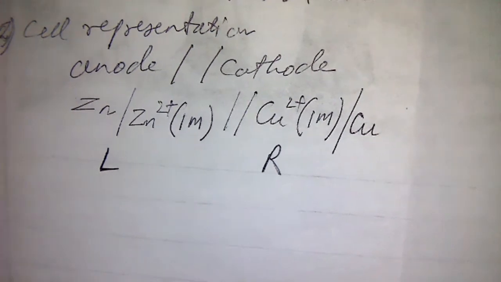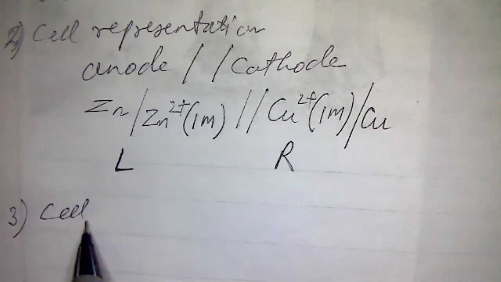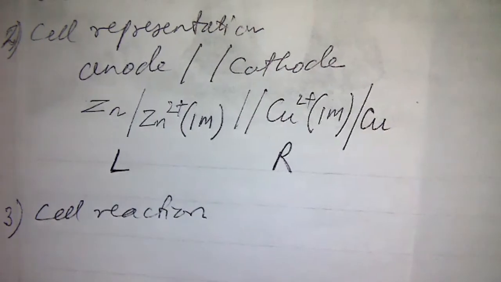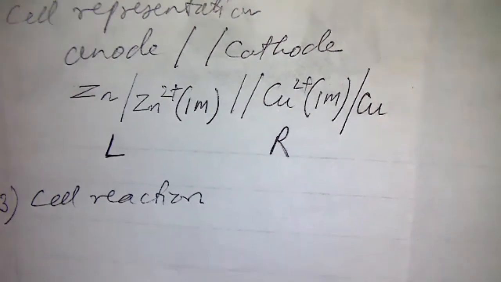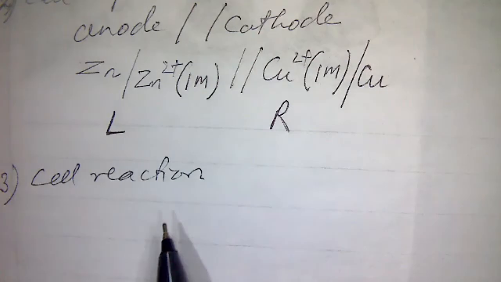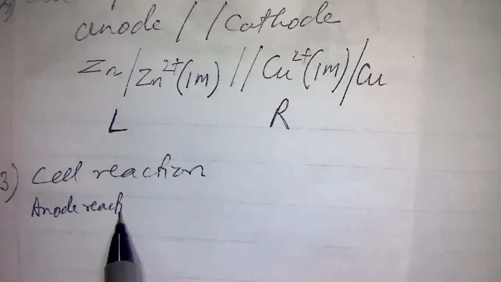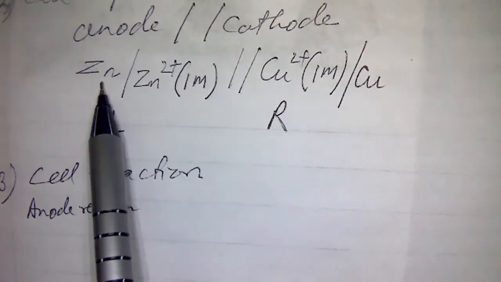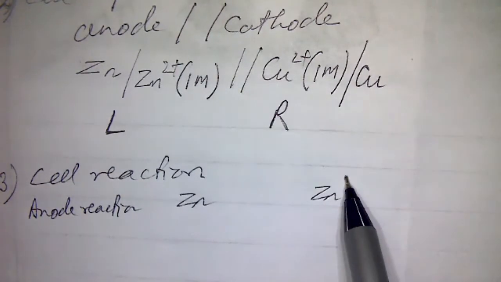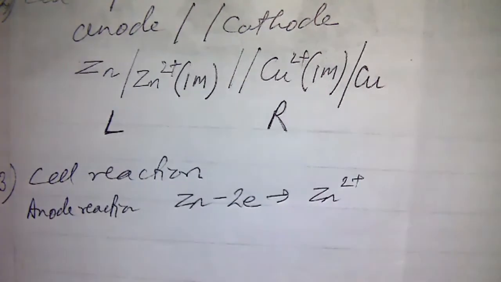Then the next thing you have to do, number 3, is the cell reaction. You have to write down the cell reaction. How will you write it down? To write the cell reaction, you have the anode reaction. This is the change taking place in the anode. So what has happened? Zinc has become Zn2+. That means zinc has lost 2 electrons and formed this.